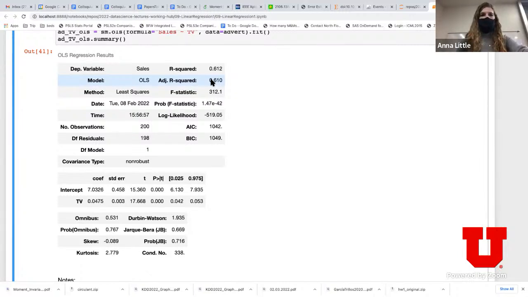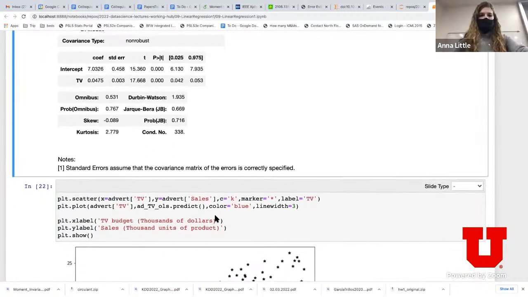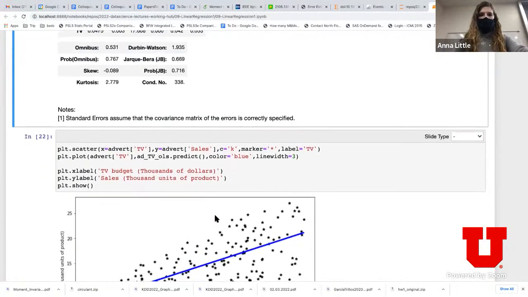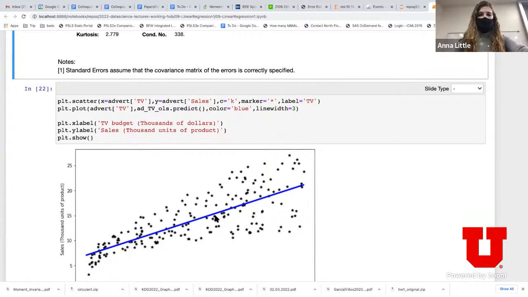And then another important thing in all of this output is these actual coefficients right here, this 7.03 and this 0.04. These are telling you the beta 0 and the beta 1. This is the intercept beta 0, and that's the slope beta 1 in the linear regression model. Okay, so we can plot that. Let's take a look at this line of best fit.